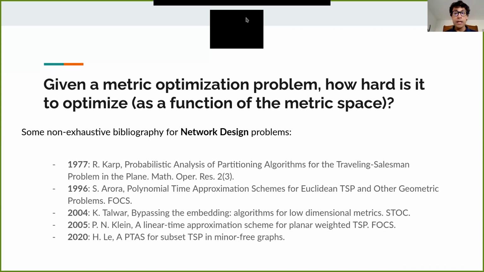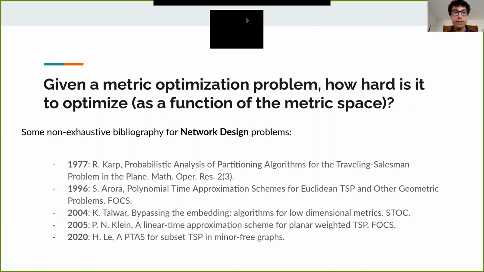Okay, so this question of how hard a metric optimization problem is as a function of the metric space has been widely studied. It's a very basic, very fundamental question that allows us to learn both about the problem but also about the metric space. So it's a very nice question.